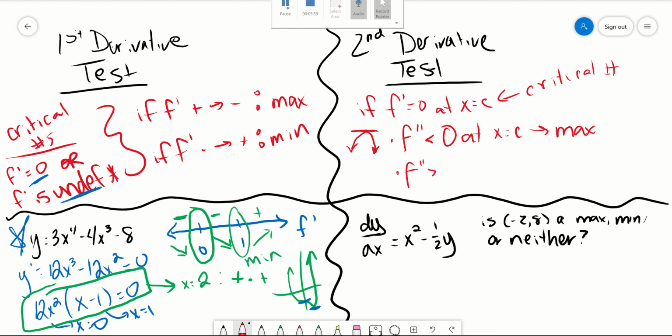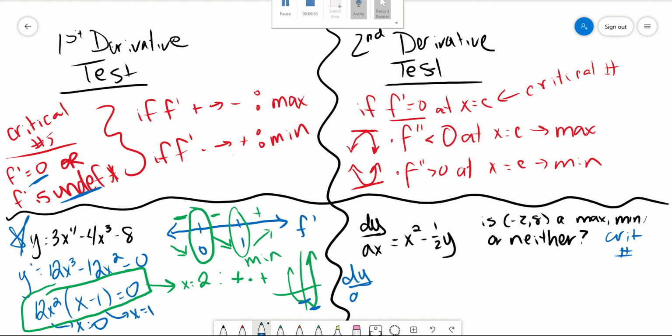If f double prime is greater than 0 at x equals c, that means it's concave up. You already know it's a critical number, so that means it's a minimum. So with second derivative test, you know that the first derivative is 0, then you're trying to see is it concave up or concave down. So this question down here says, is this point a max, min, or neither? Well, if it's going to be a max or a min, it needs to be a critical number, which means the first derivative has to equal 0.